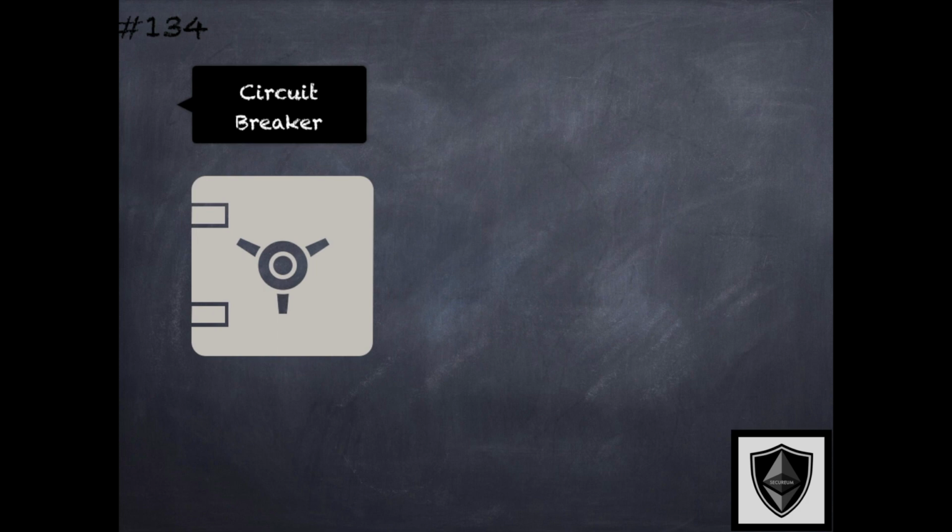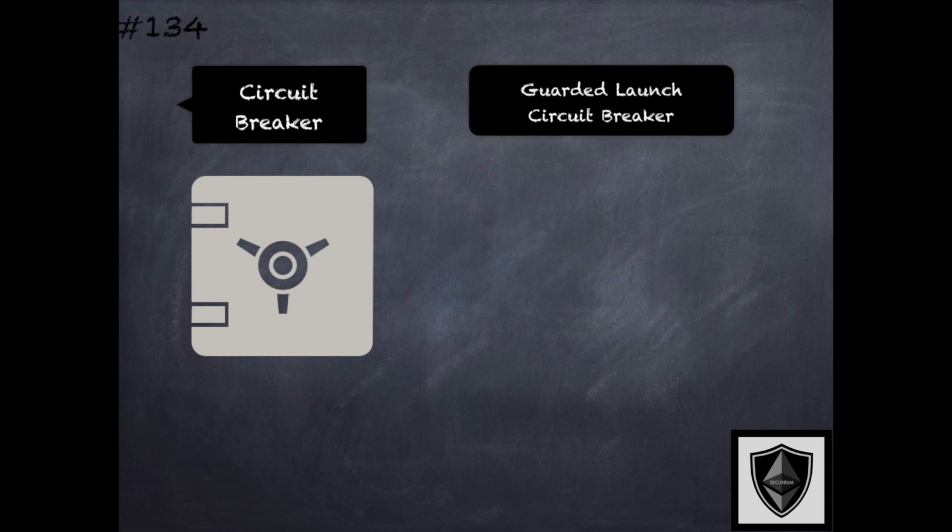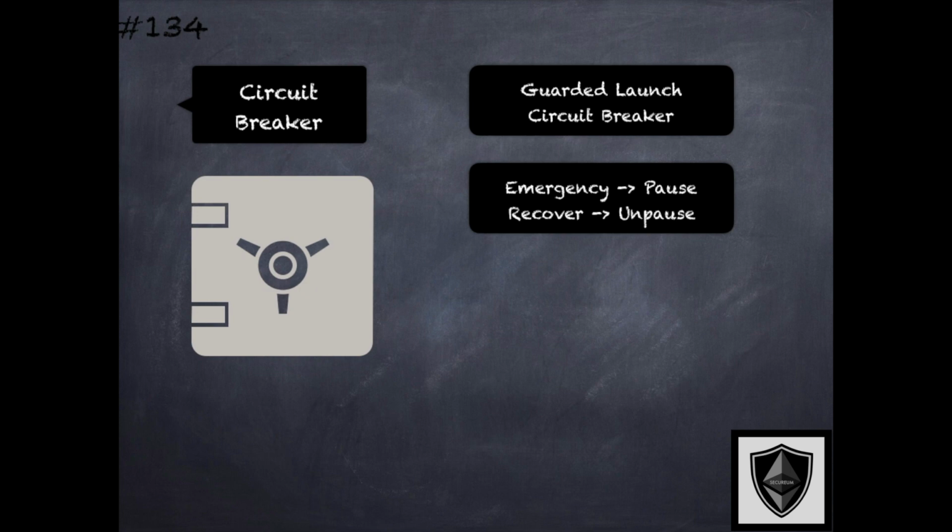The next guarded launch approach is what is known as circuit breaker, and this is perhaps the most widely used guarded launch approach by many of the smart contract applications that we see today. This is something that we discussed earlier, where smart contracts allow certain authorized users to pause certain functions or functionalities of that smart contract when there is an emergency. And upon recovering from that emergency, there are unpause capabilities for those functionalities, which again the authorized users can decide and trigger to recover from this emergency.